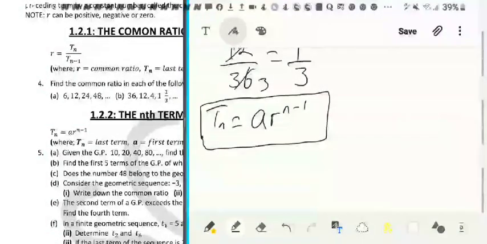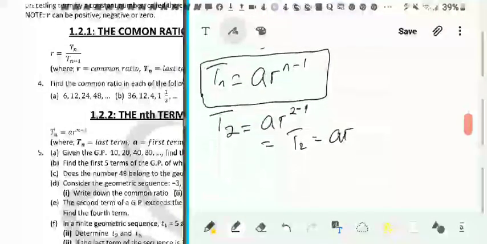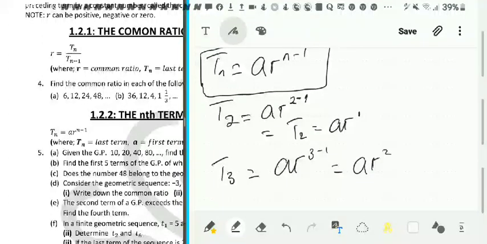So for example, if I'm looking for the second term now, this is ar raised to the power of what? n is 2, 2 minus 1, giving me T2 equals ar raised to the power of 1. I don't need to put raised to the power of 1 there. Or, okay, let me just put it. T3 is equal to what? ar raised to the power of 3 minus 1, which is equal to ar squared. Can we also see the off by 1 behavior now?